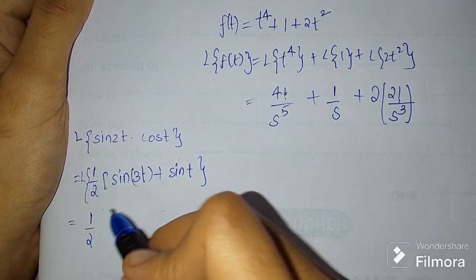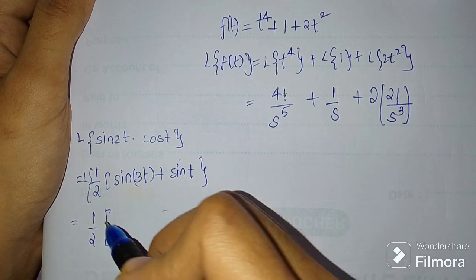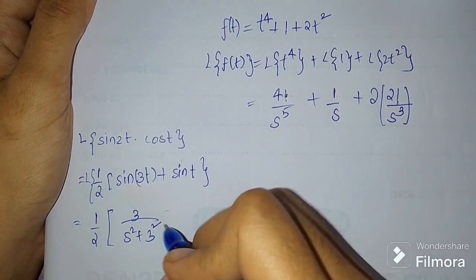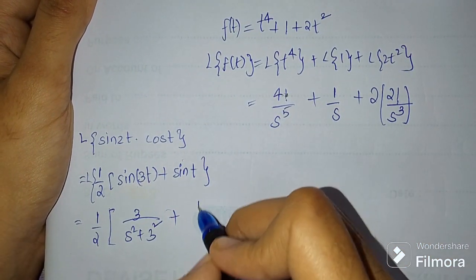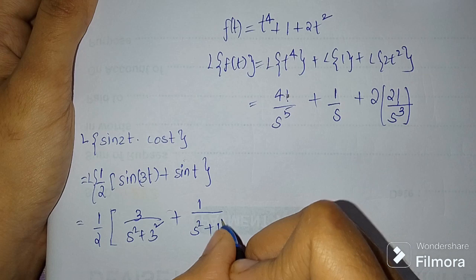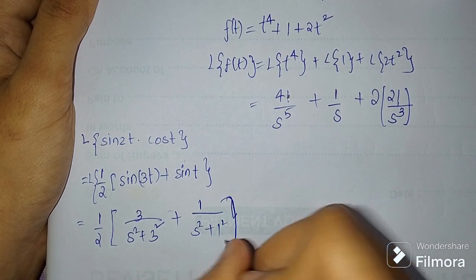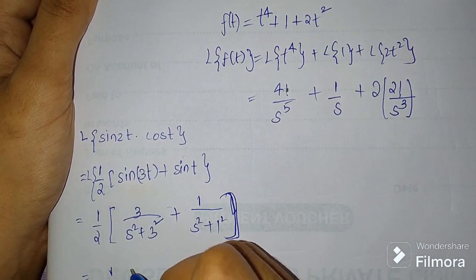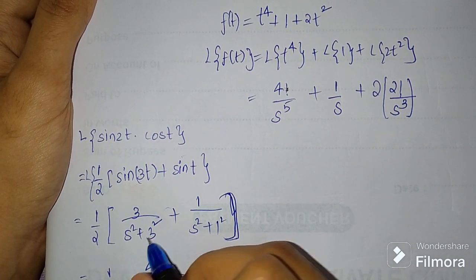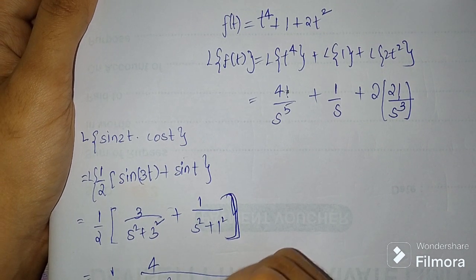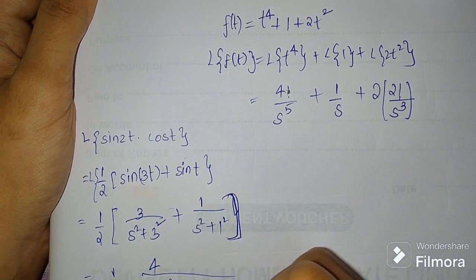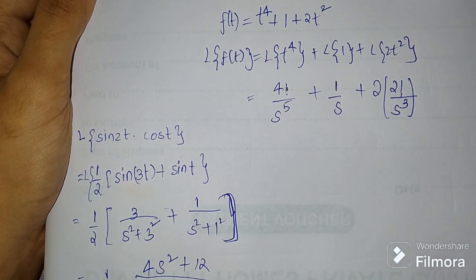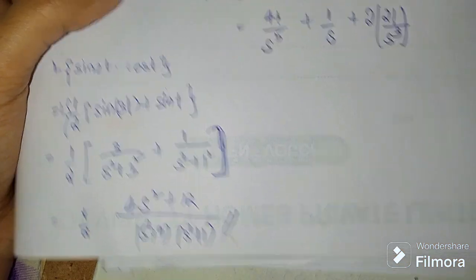Laplace of sin 3t, what is the formula? 3 by s square plus 3 square, plus Laplace of sin t, formula 1 by s square plus 1 square. So you understood, I wrote directly. This is using linear property. If you want, you can solve further. So write s square plus 9 into s square plus 1, and with cross multiplication you will get 4s square plus 12. This is your final answer.